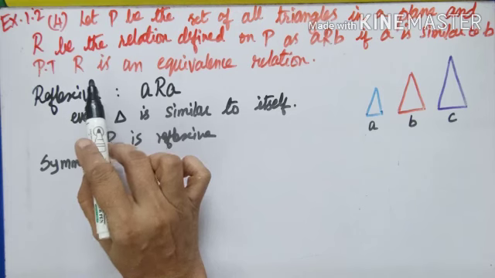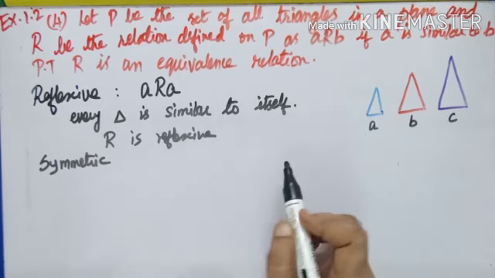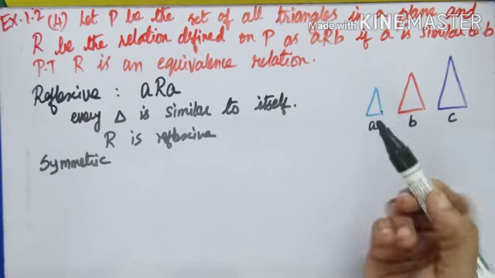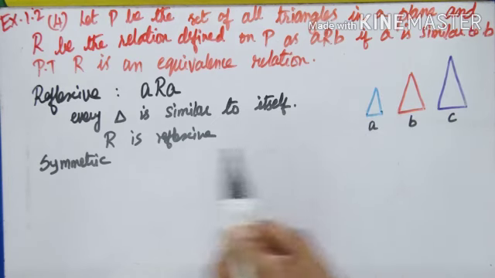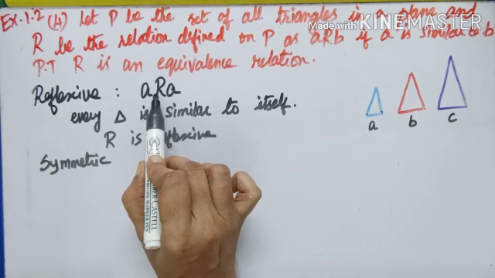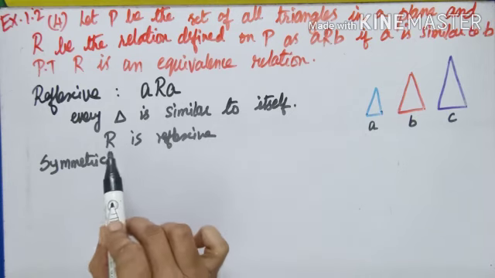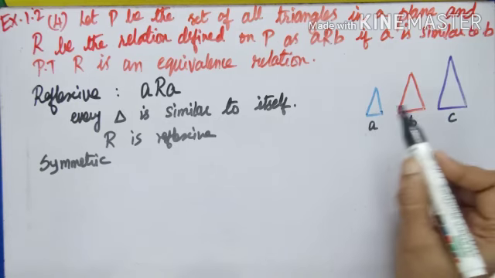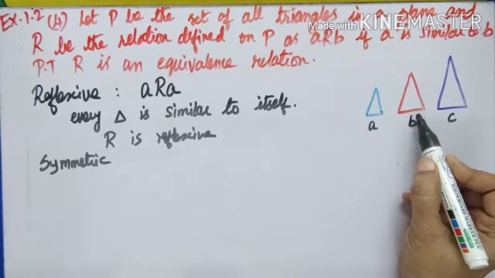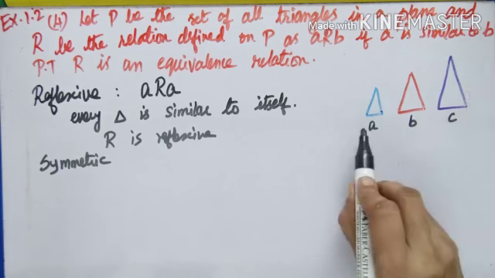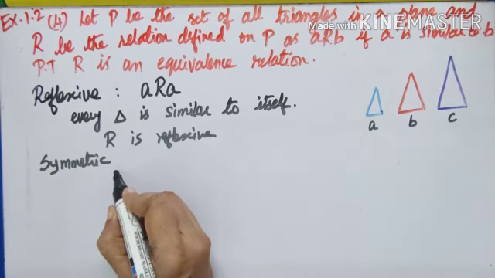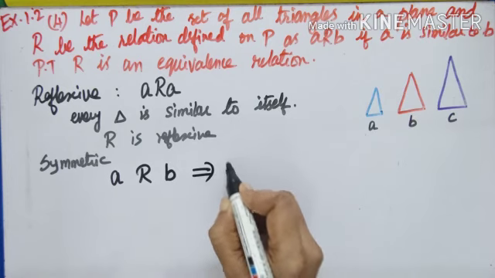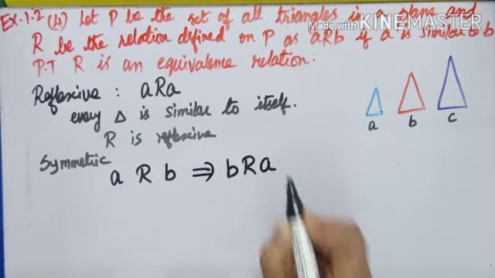We want to show R is an equivalence relation. We know every triangle is similar to itself. So we will say A related to A, or R is reflexive. Suppose A is similar to B, then I can immediately say B is also similar to A. So A related to B implies B related to A.